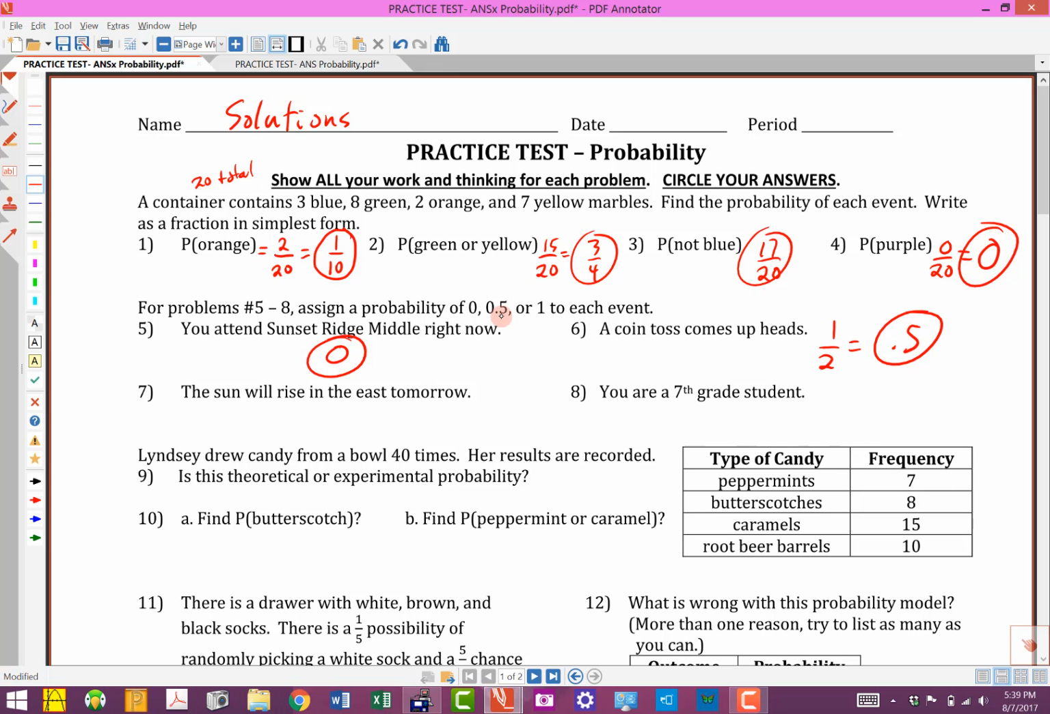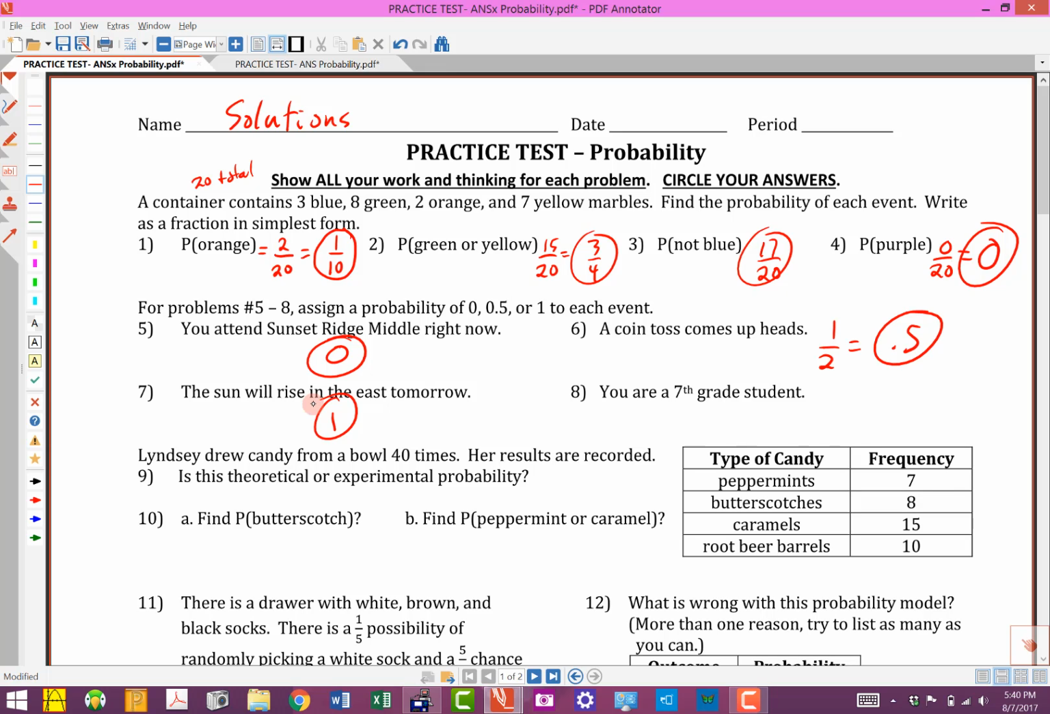The sun will rise in the east tomorrow. Okay, well, let's stop and think about that for just a second. Remember, we've talked about having some different background knowledge as we've gone through this probability unit, whether it's about cards or geography or different things like that. So in this case, the sun does rise in the east. The sun rises in the east, it sets in the west, and it's going to rise. 100% chance of that. So we're going to put a 1 there.